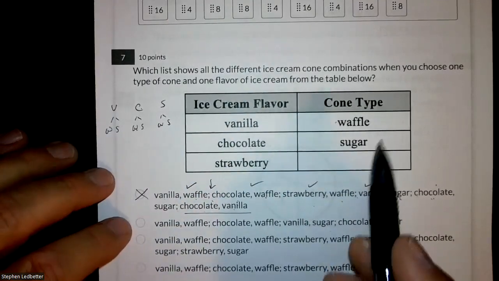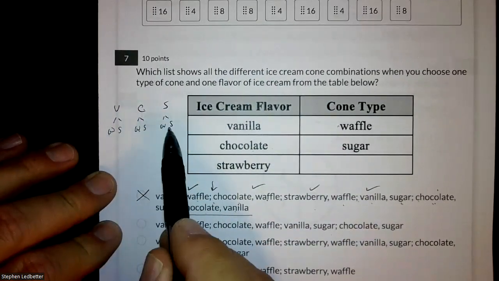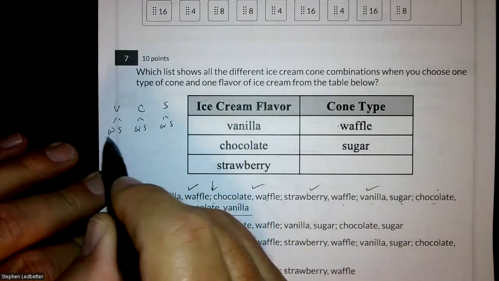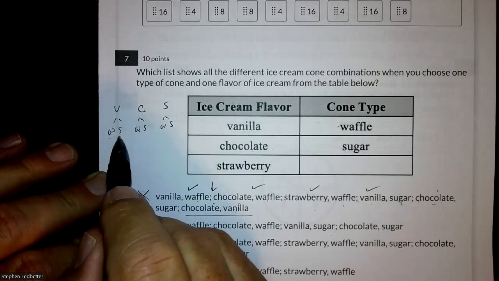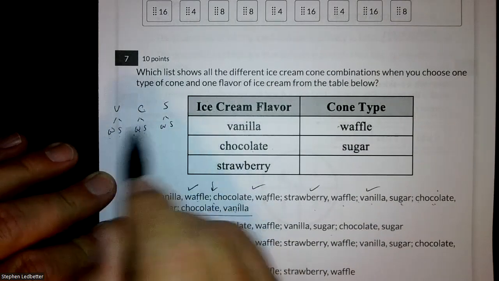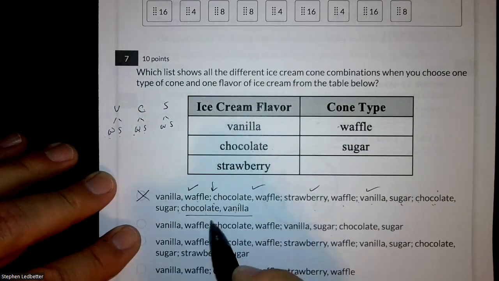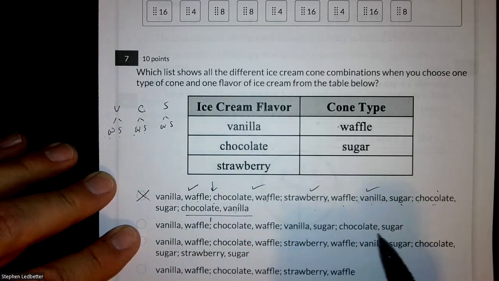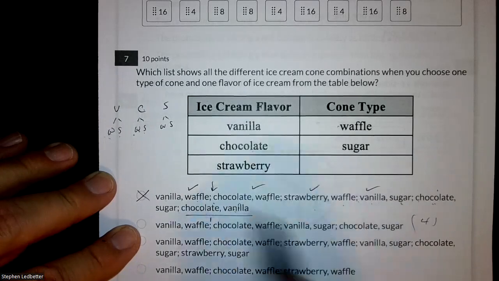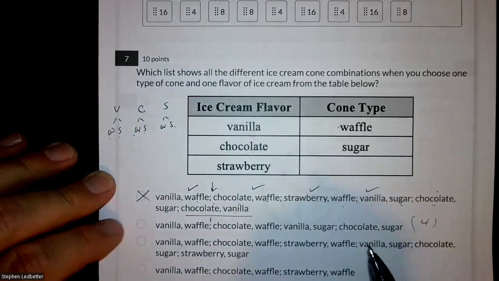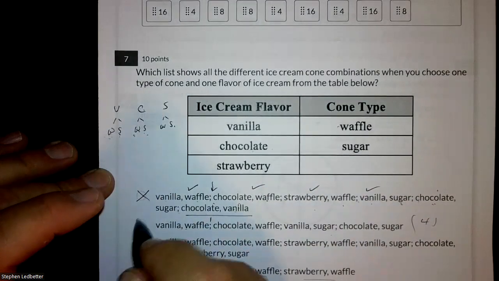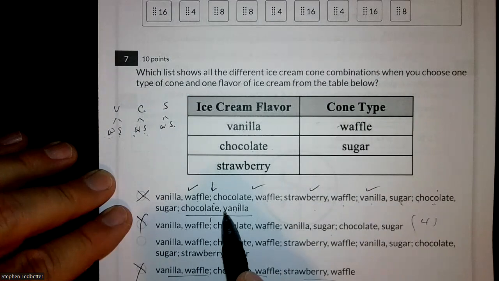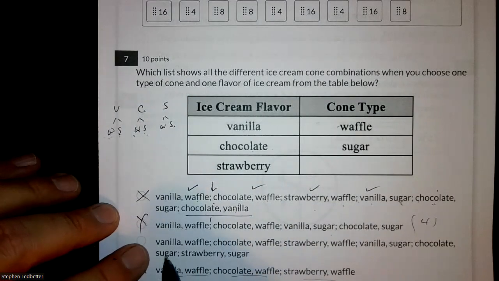Now let's see this one. Oh, here's something also to tell you. Look how many combinations you have. 1, 2, 3, 4, 5, 6. You could have vanilla waffle, vanilla sugar, chocolate waffle. So you can have 6 different kinds. And if you look at this, remember, these separate them. So that's 1, 2, 3, 4. There's only 4 choices here. You got 6. So that won't work. Here's another one. Look, 1, 2, 3. You can't do 3 because there's 6. So you know this one's not your answer. And you already know that's wrong because there's not a strawberry on here. So this has got to be my answer, but we'll double check.